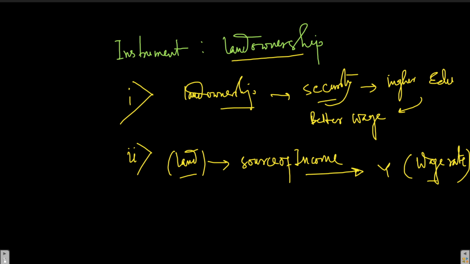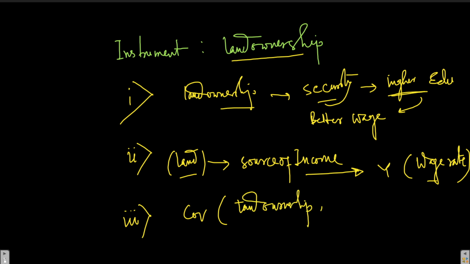If land ownership is leading to higher education, we have to simply run a regression for obtaining the relationship between education and land ownership. And the third part is that I have to see if the covariance between land ownership and the error that I've obtained is equal to 0. If these three conditions are satisfied.